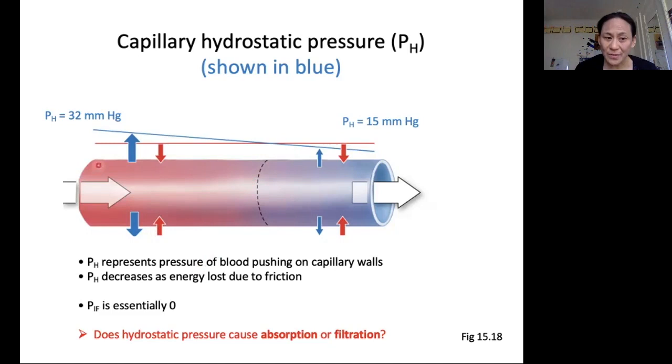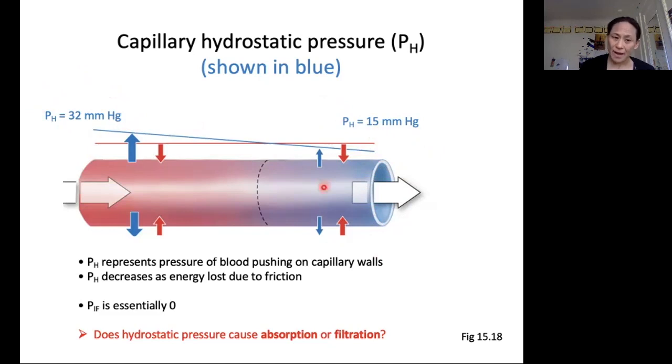I want to remind you that as blood moves through the blood vessels, we lose energy and therefore pressure due to friction, right? So if we look at this capillary here and we look at the arterial end of the capillary, we have a higher hydrostatic pressure than we have over here at the venous end of the capillary. So typically at the arterial end of the capillary, we have a capillary hydrostatic pressure of about 32 millimeters of mercury. At the venous end, we typically have a capillary hydrostatic pressure of about 15 millimeters of mercury, okay?